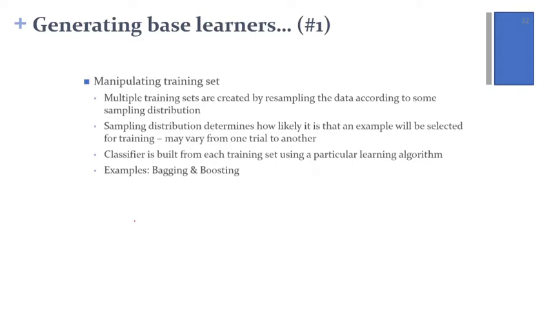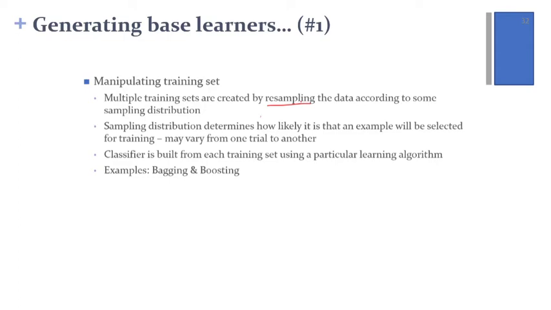The first one is manipulating the training set as a means of generating base learners. What do we mean by this? You have a training set that has been given to you. We try to create different samples using resampling methods. You resample according to some sampling distribution. We discussed it earlier, and I used the opportunity to clarify what a sampling method is. We have sampling with replacement and sampling without replacement. You can choose to use whichever method, depending on the kind of ensemble you want to build.